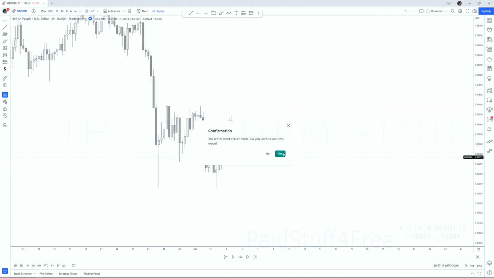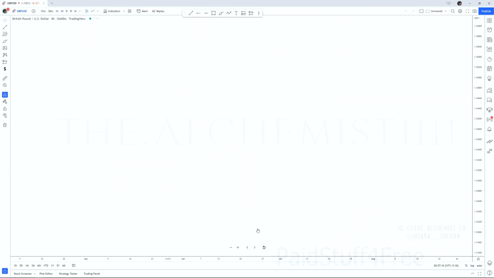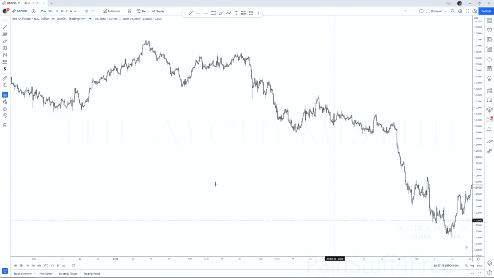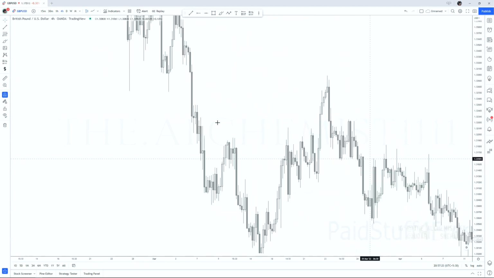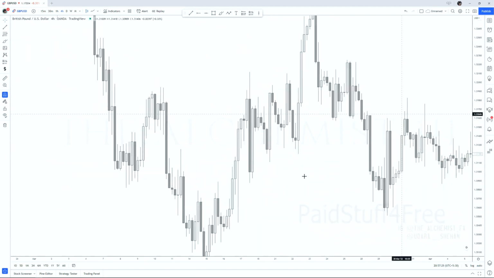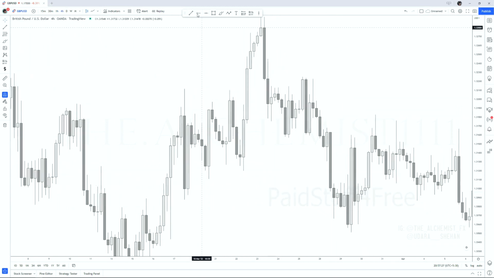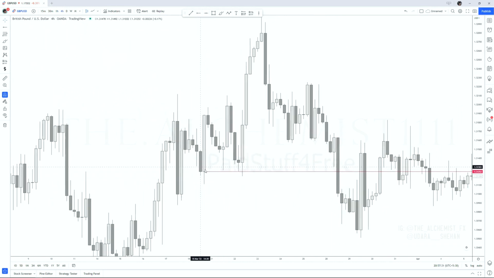Let me show you more examples because it's very important. Where else do we have one? Yeah, look at this one. This was very clean. Where did this one tap into? Right into this one. Why did it tap into this?